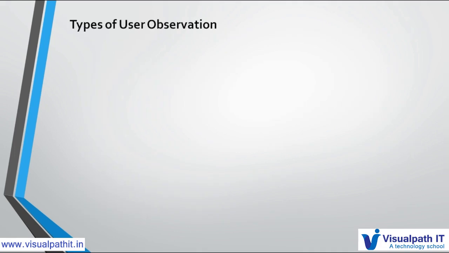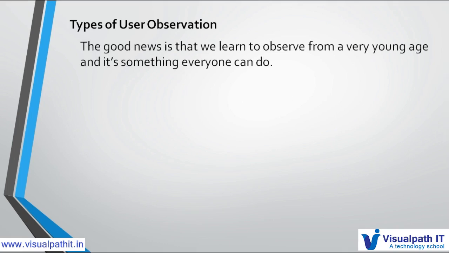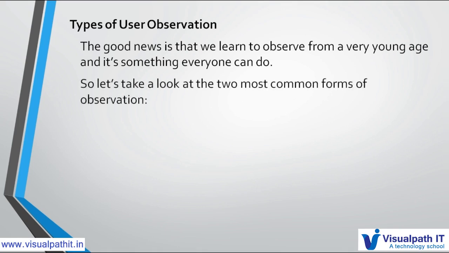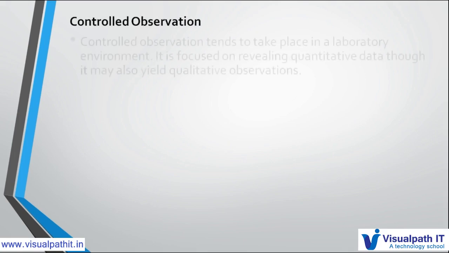Types of user observation. The good news is that we learn to observe from a very young age and it's something everyone can do. So let's take a look at the two most common forms of observation. First, controlled observation. Second, naturalistic observation. Let's see what controlled observation means.